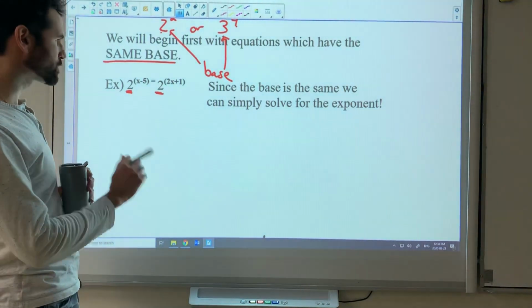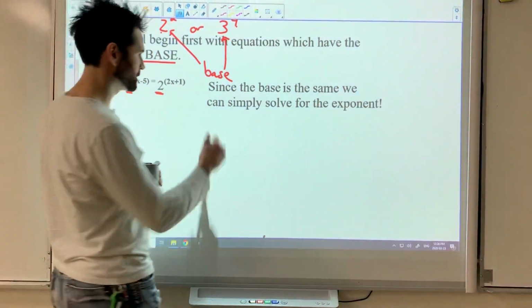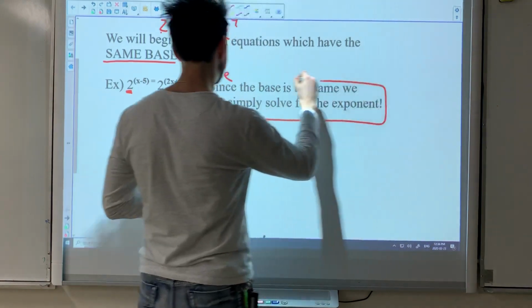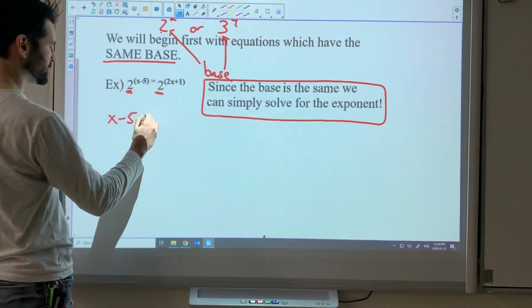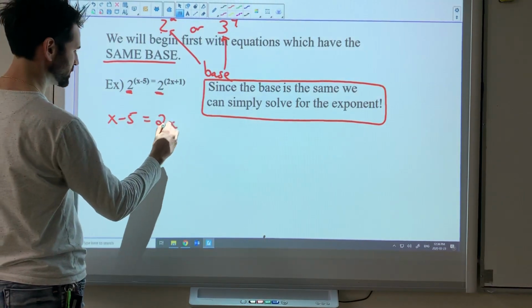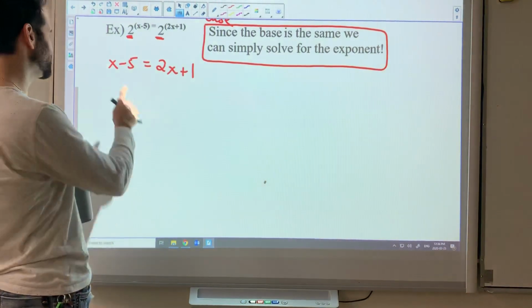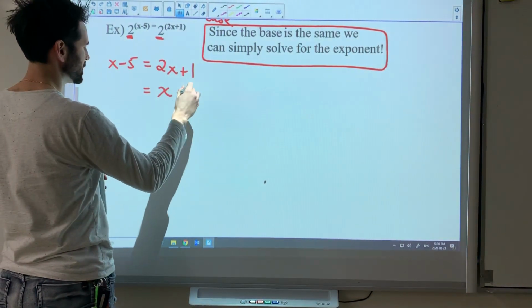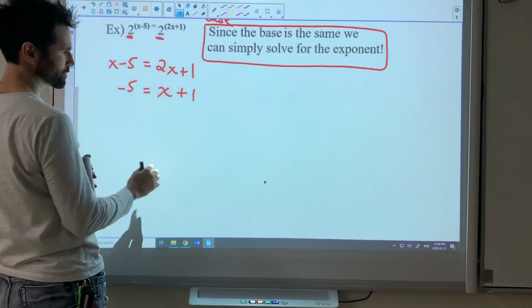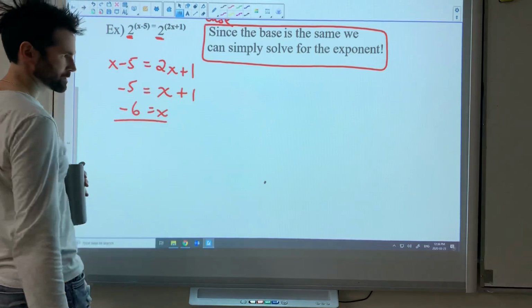So, in order to solve, we simply equate the exponents if the base is the same. So that's what it says right there. So what we can do is we can take the x minus 5, and we can set it equal to that exponent, like that. And now that's an easy equation to solve, so we'll move an x over to that side, and we'll just get x plus 1, and we'll still have a negative 5 over here. We can subtract 1 from both sides, and we get that x must equal 6.